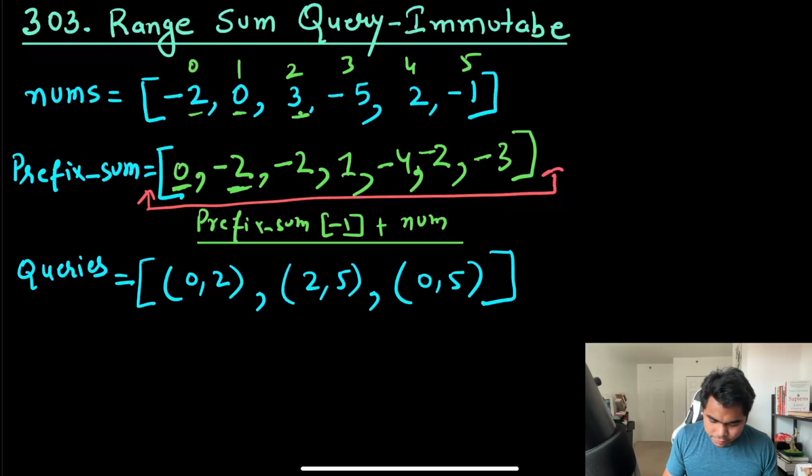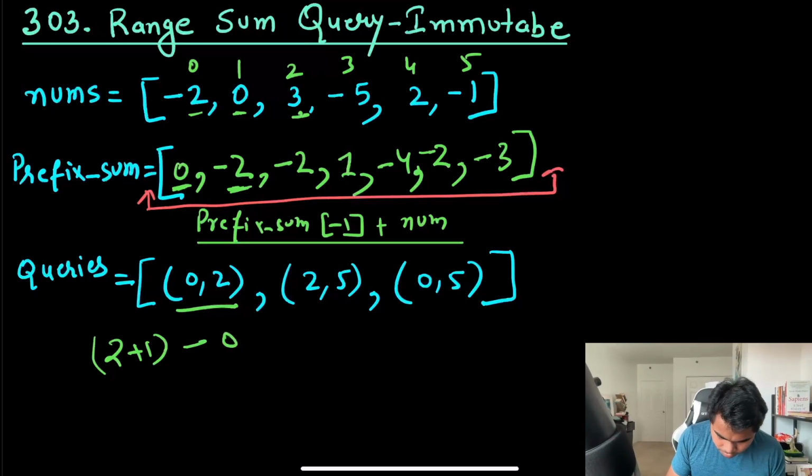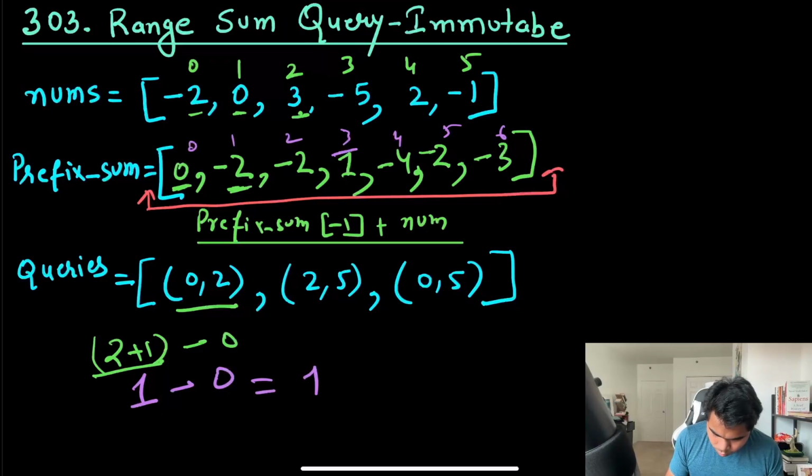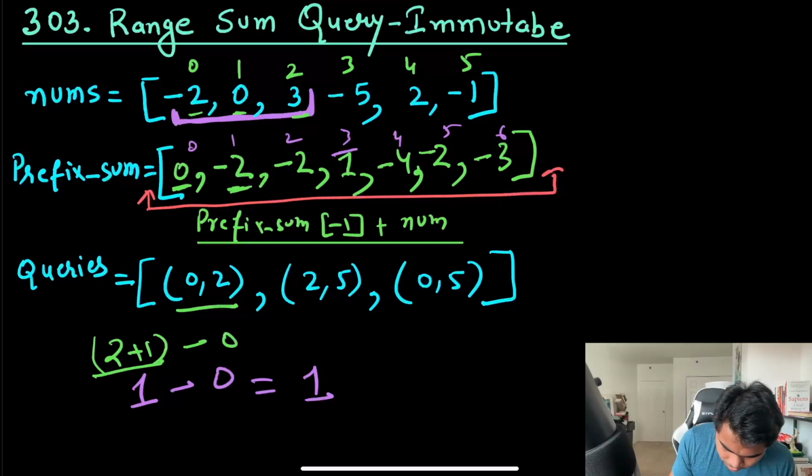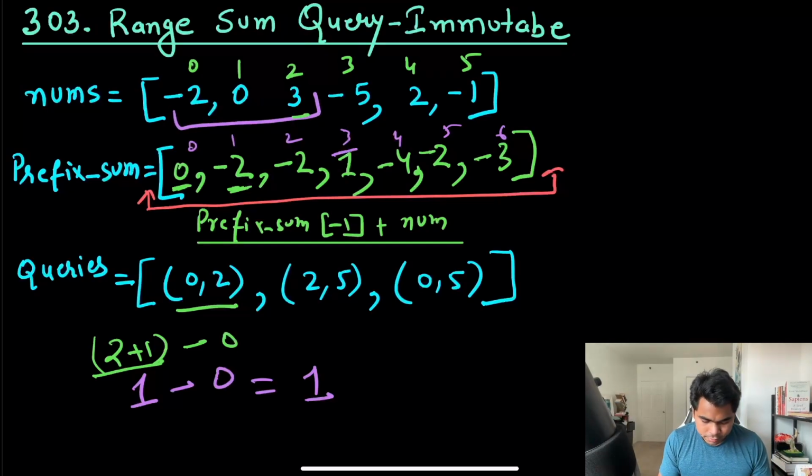Okay, so let's calculate it for our queries. For this one I will do left to right, so this is left and this is right. I will do right plus 1 minus left: 2 plus 1 minus left 0. These are the indexes, 0, 1, 2, 3, 4, 5 and 6. So third index is 1 minus 0th index, which is 0, so 1. If you see right here from 0 to 2, if we sum all of these, we get +1. So this is correct.